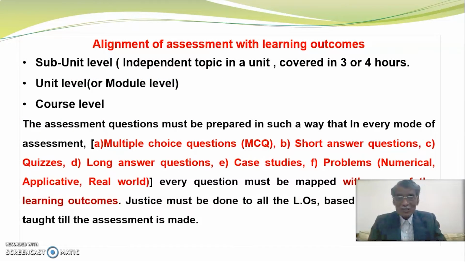Now, sir, we must do alignment of assessment with learning outcomes. Most important. That is actually learning outcomes based assessment. We must do it at subunit level. That means an independent topic in a unit covered in 3 or 4 hours. Then unit level or module, some universities call it module. Then course level, at all the 3 levels.